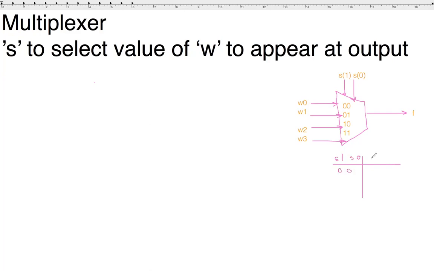So we can make a truth table from this. If we have 0, 0, our output would be W0. If we had 0, 1, our output would be W1. If we had 1, 0, it's going to be W2. And if we had 1, 1, it's going to be W3. So just remember that for behavioral coding, you have a truth table. For structural coding, it's component or port map. That's when you know to use structural.